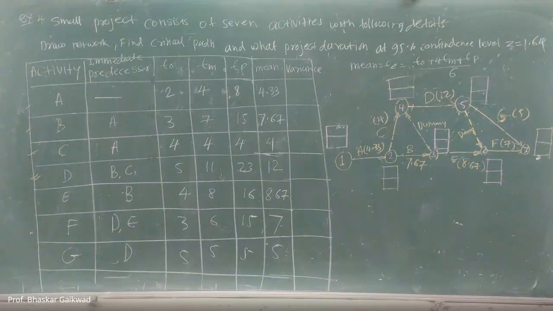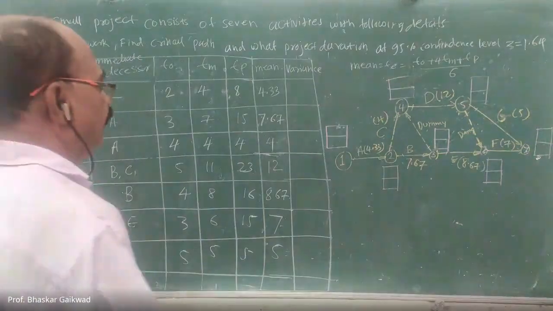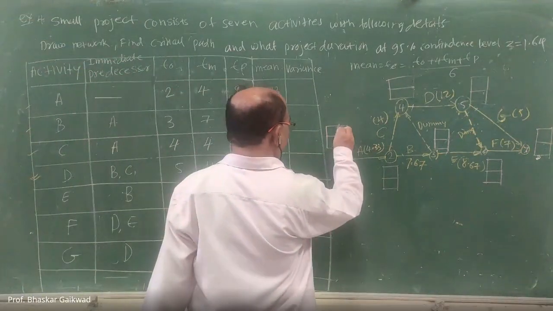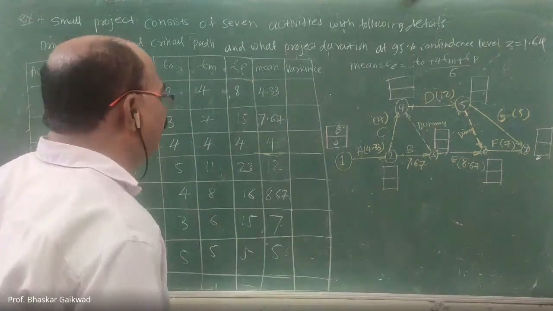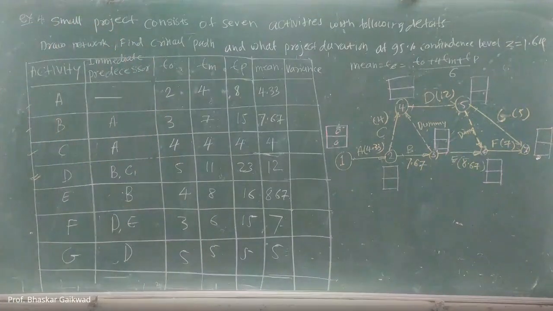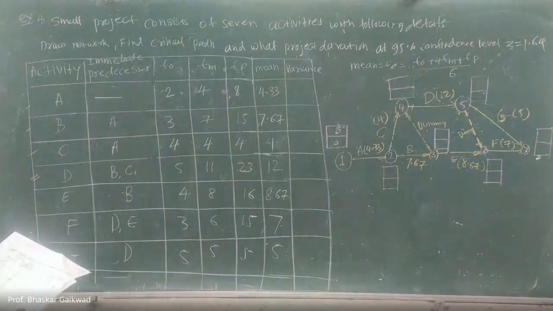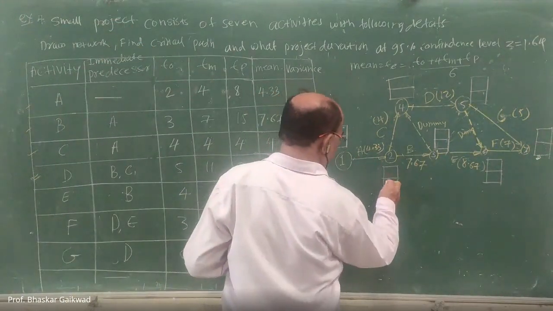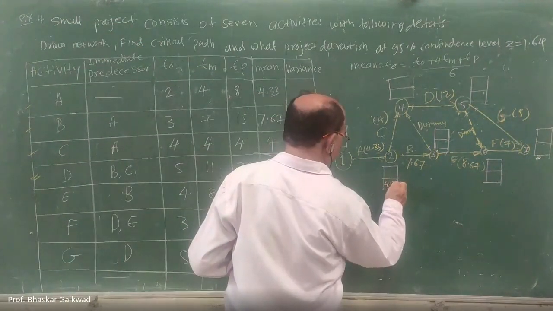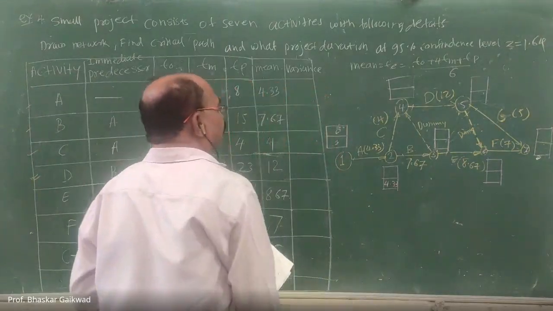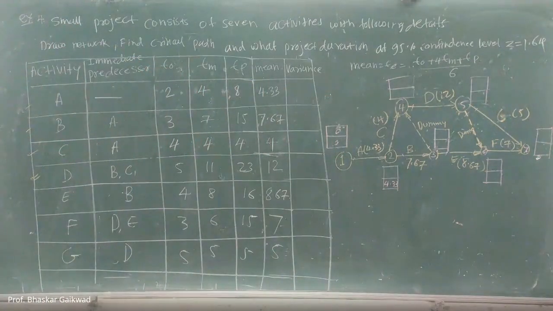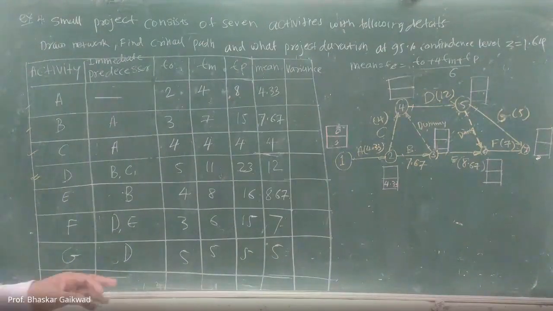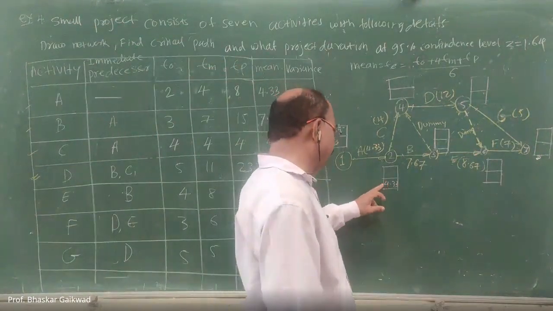Okay. So initially here it is 0, 0. So 1 to 2, what is that? This plus this, here it is 4.33. Okay. Then 2 to 3. So this is the earliest time.